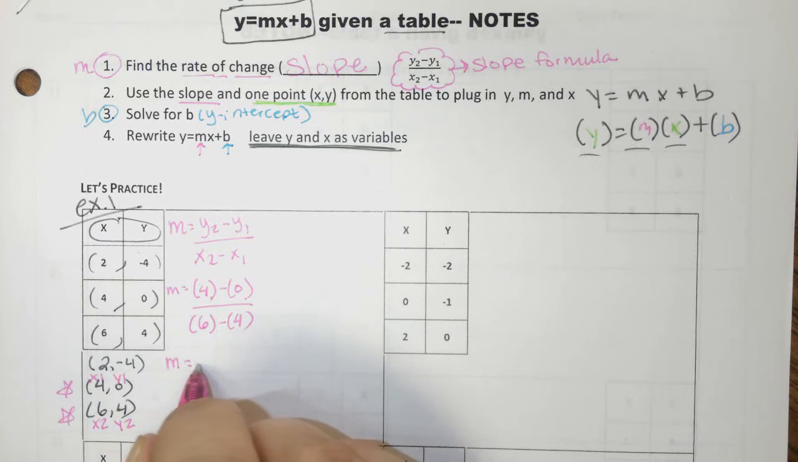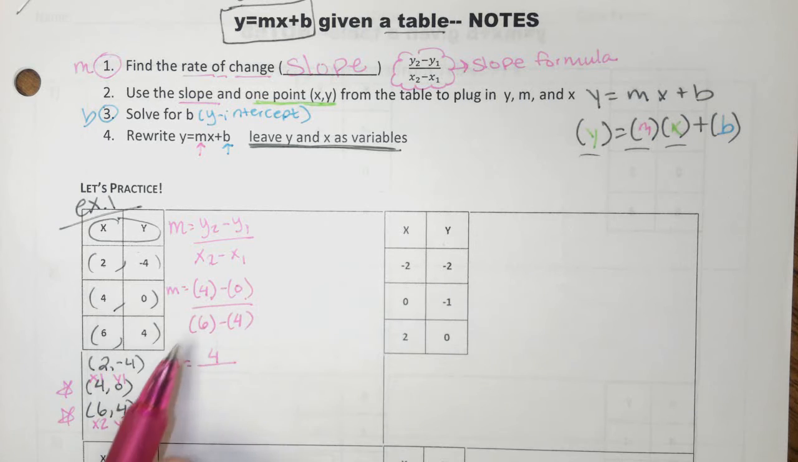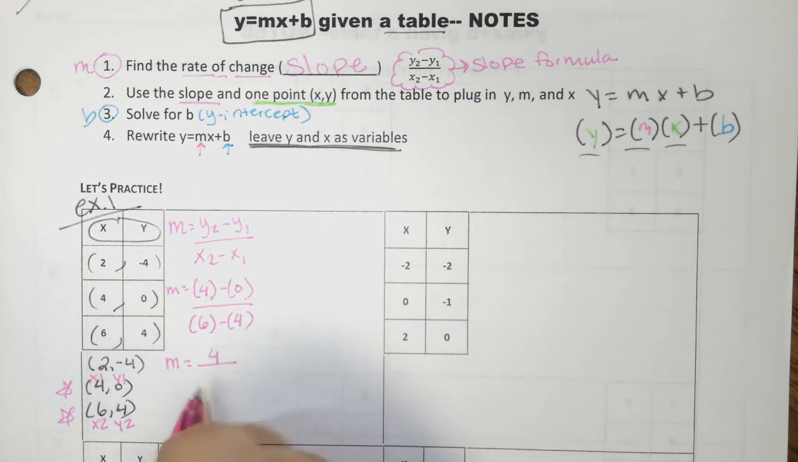Now I'm ready to do the subtraction. On the top we have 4 minus 0, which is 4. And in the denominator we have 6 minus 4, which is 2. And 4 over 2 is 2. So we found that our slope was just 2.